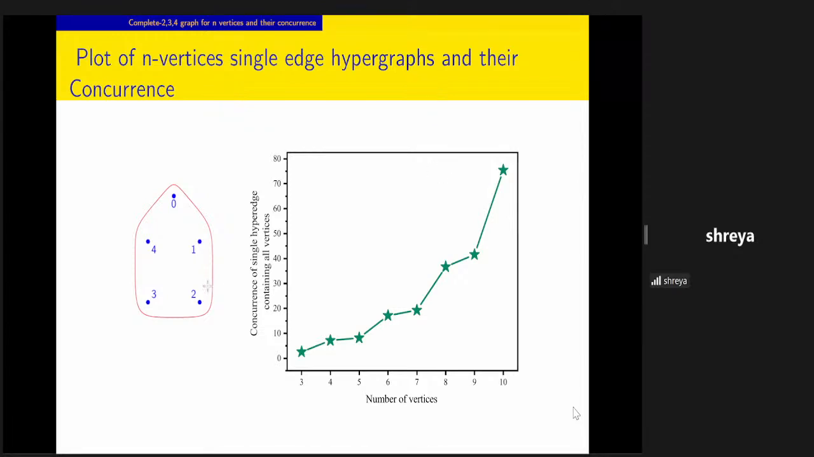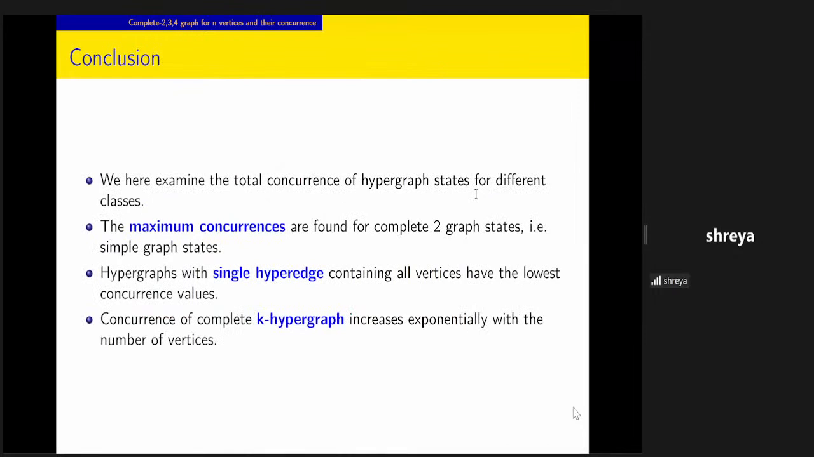Here I have taken as an example a 5-vertices system, of length 5, and only a single edge is there. That is, this is the edge. And depending on the qubits, it is also increasing in an exponential manner. And what we have found here is that the maximum concurrences are found for the complete 2 graph states, and the minimum are found for the single hyperedge, and complete K graphs increase exponentially with the number of vertices.